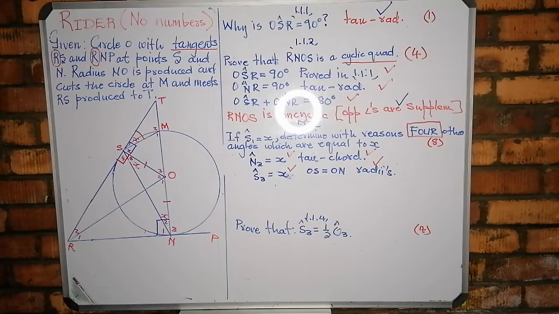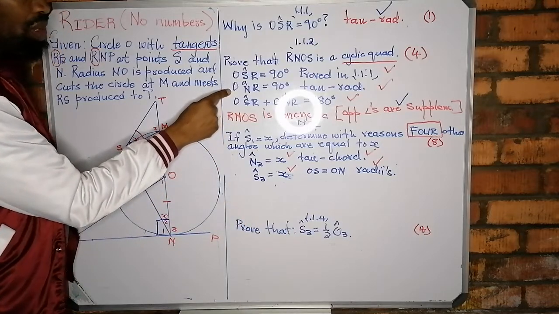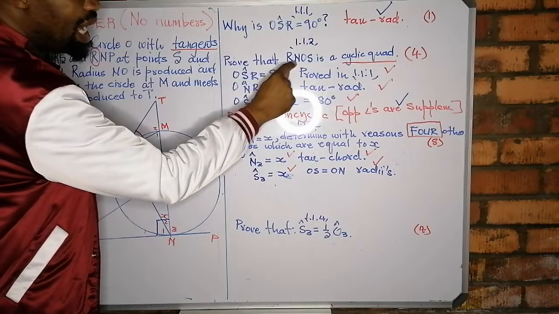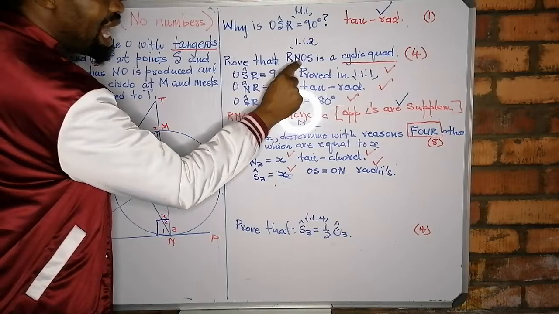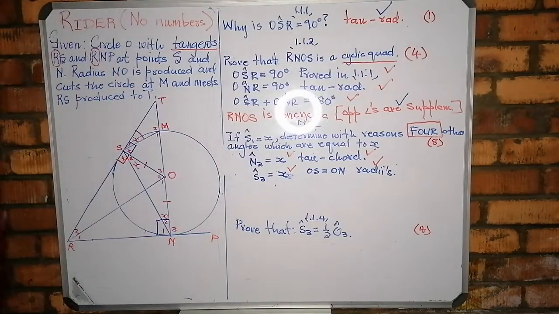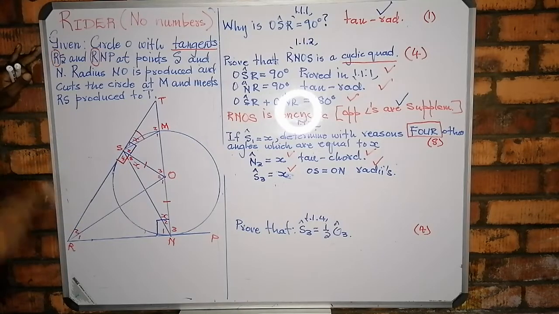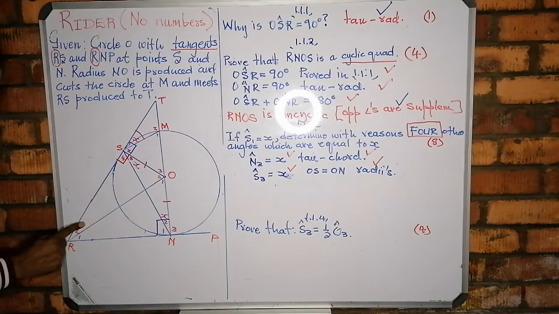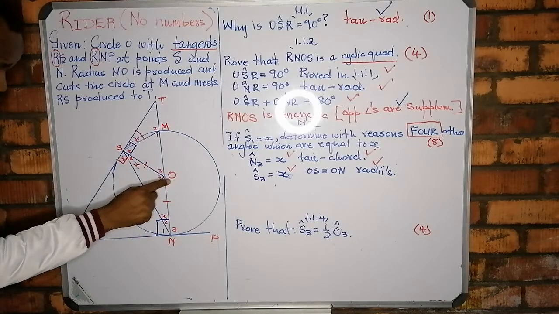Now I'm looking for the other one. Folks, we have proved that quadrilateral RNOS is concyclic. It means that if I have angles which are subtended by the same chord, those angles are going to be equal. Let me look for them. Can you see this? And that? They are subtended by chord OS.